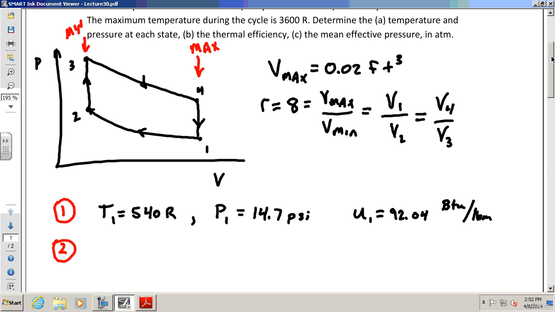Now let's go to state 2. I want to find the temperature T2 and the pressure P2. What we're going to be doing from 1 to 2 is an isentropic compression. Everybody see that? What do you think is going to happen to temperature when you compress air? It's going to go up or down? Up, right? What do you think is going to happen to the pressure of air? Up or down? Up. They're both going to go up. Temperature and pressure are going to go up. So how do we figure out how to get those?